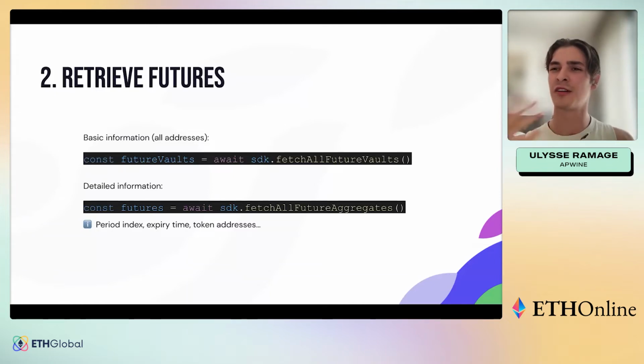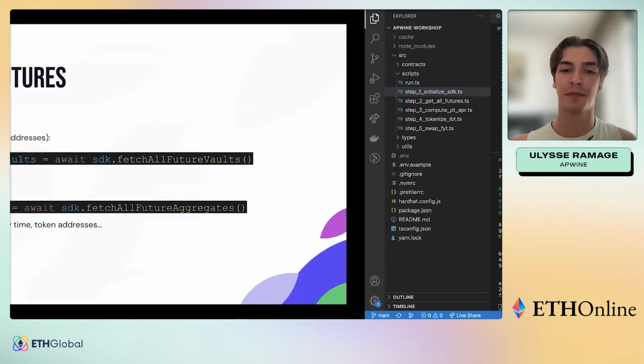Now, the second step is, the world is now open to you, the world of APWine. You can just start getting all the information about the products that we have, about the futures, and so the assets that are available on the platform. If you want to get a list of all the assets on APWine, you can just go through futureVaults is equal to sdk.fetchAllFutureVaults. And this is what we'll be doing here.